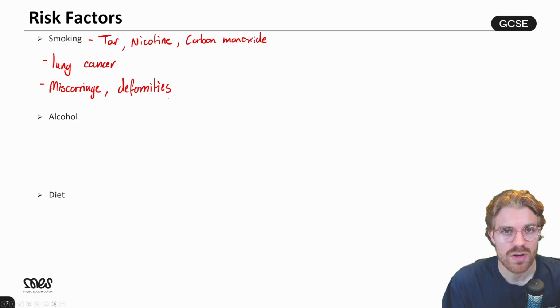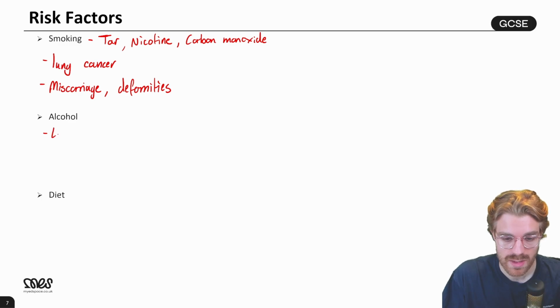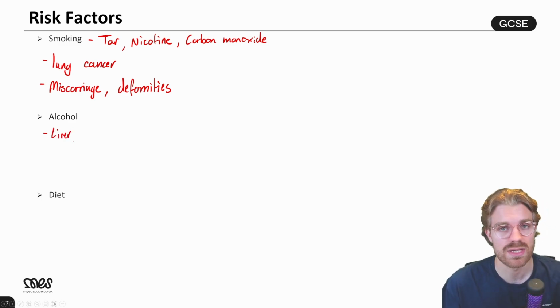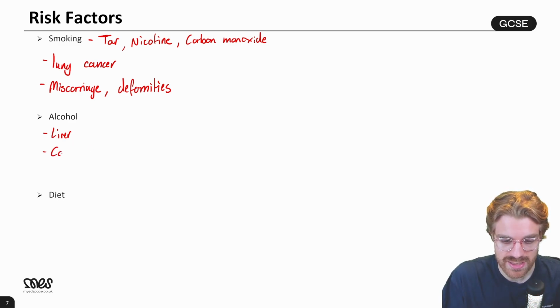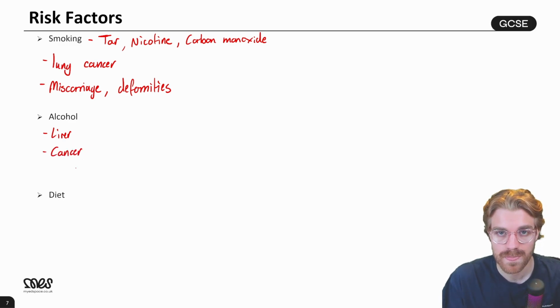Alongside smoking, another really big risk factor is alcohol consumption. Alcohol is a carcinogen. Alcohol is also addictive. And alcohol is then processed by the liver. The liver breaks down the alcohol in order to try and remove it from the blood. This has an effect on the liver and could lead to cancer.